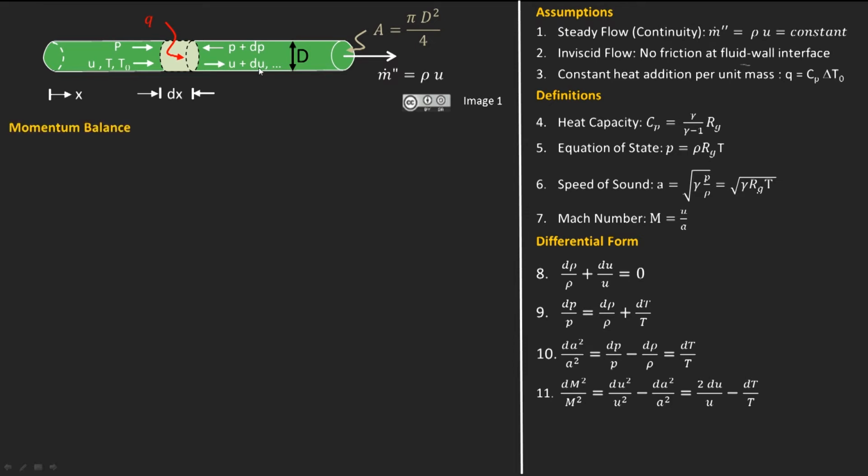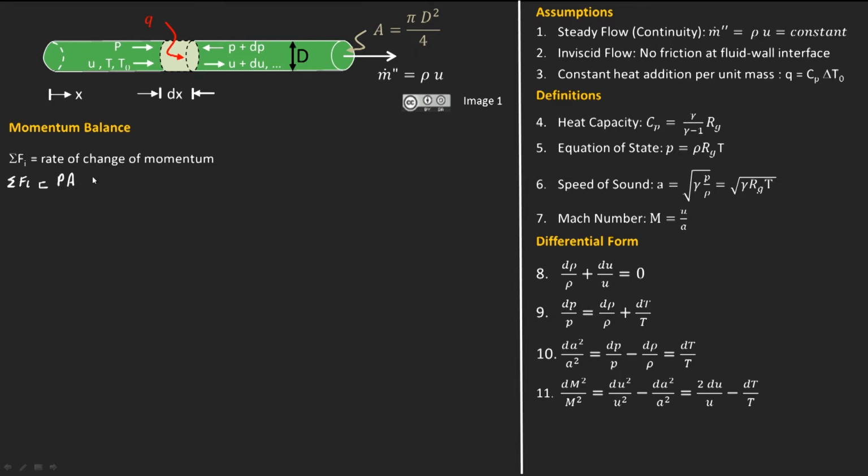Let us begin the analysis by considering the momentum balance for this control volume. As we know from before, the sum of the forces acting on the fluid in the control volume should be equal to the rate of change of momentum of the fluid in the control volume. So let us write these forces as we did for the case of flow with friction. Looking at the left hand side cross section over here, we see that the fluid enters this control volume with the pressure P acting on that cross section area. Therefore, the force due to this pressure is going to be P times A.